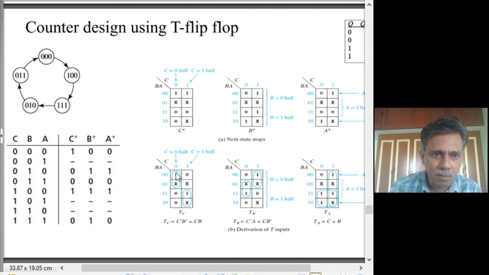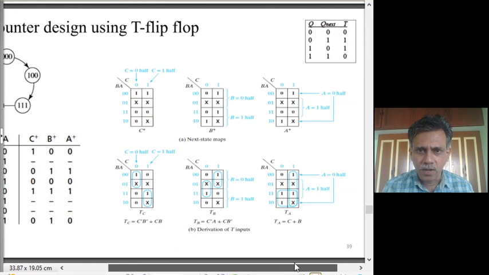So this is nothing but C bar B bar, and this is nothing but CB. Similarly, when it comes to this one, you have got C times B bar, and these two are C bar times A. So you have got it.